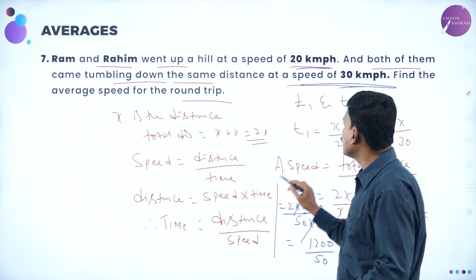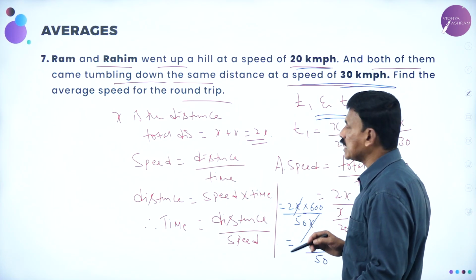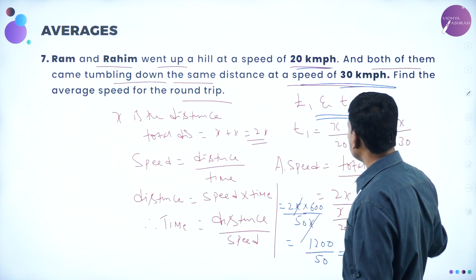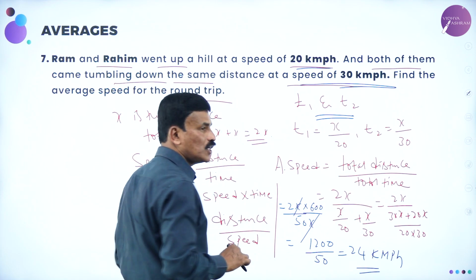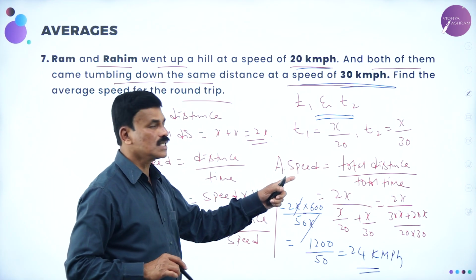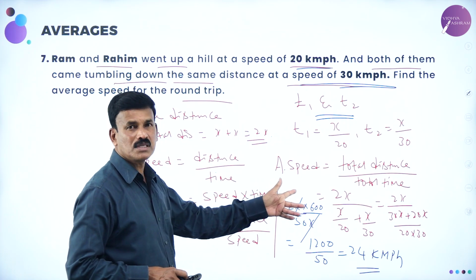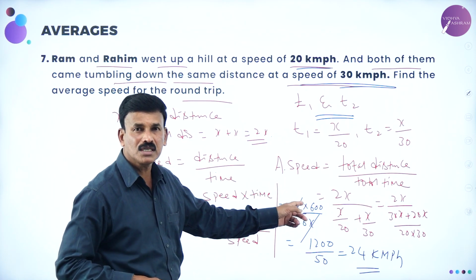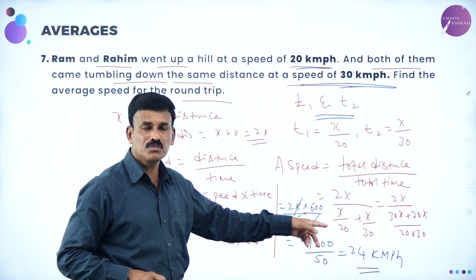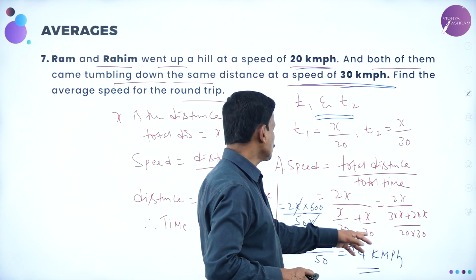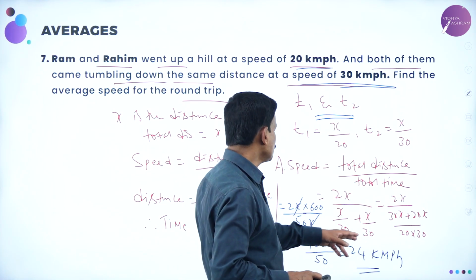Now let T1 and T2 be the time taken to go up and come down. T1 is equal to x by 20, T2 is equal to x divided by 30. Therefore, the average speed is equal to total distance travelled divided by the total time taken. Total distance is x plus x, 2x, divided by total time taken, x by 20 plus x by 30. Take LCM, 20 into 30.